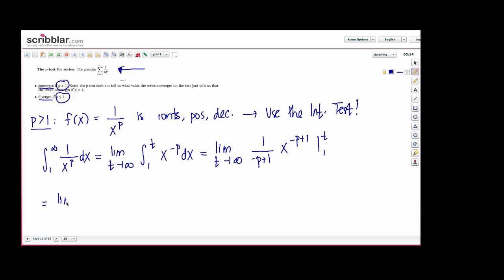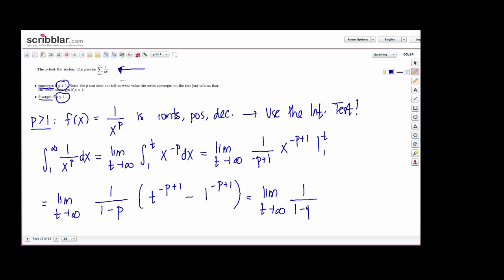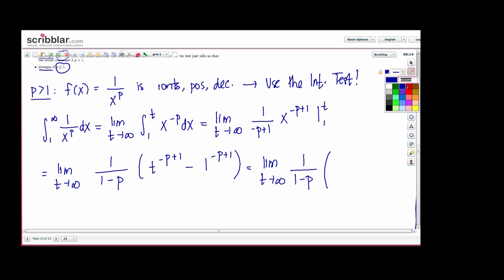So we get the limit as t goes to infinity. The 1 over minus p plus 1, I'm just going to write that as 1 over 1 minus p, and I'll leave that out front. Then we get t to the minus p plus 1 minus 1 to the minus p plus 1 when we plug in our bounds. So now we have that 1 over 1 minus p out front. For the t to the minus p plus 1, we need to take the limit as t goes to infinity, so I want to think about what that expression is equal to.